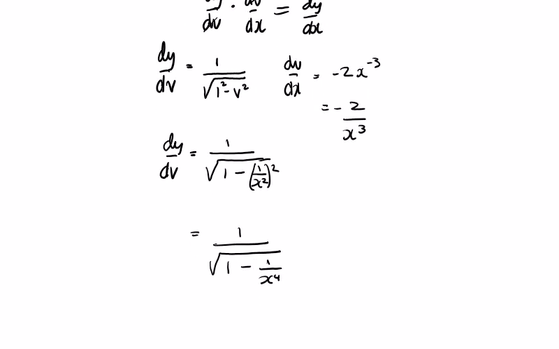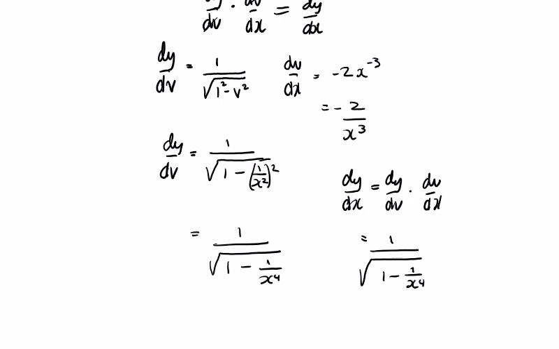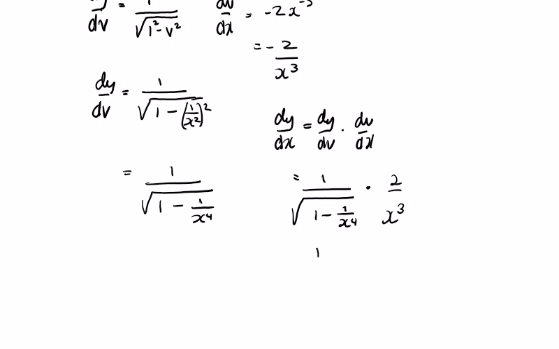So let's look at dy dx now. Dy dx is equal to, I'll write it out again, dy dv by dv dx, which in this case, dy dv is equal to 1 over the square root of 1 minus 1 over x to the power of 4. Now I might make that a single fraction now. I think that'll help us. And that's going to be times minus 2 over x cubed. So let's make the one on the left here a single fraction. So we're going to get 1 over the square root of, if they're both fractions, x to the power of 4 minus 1 over x to the power of 4.